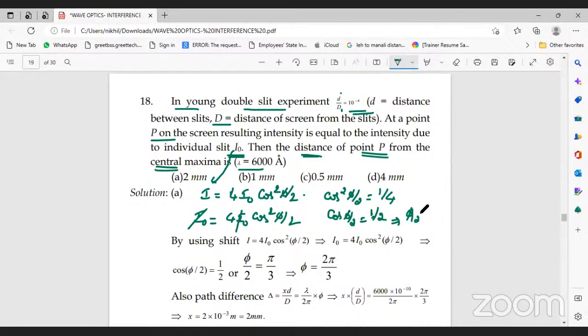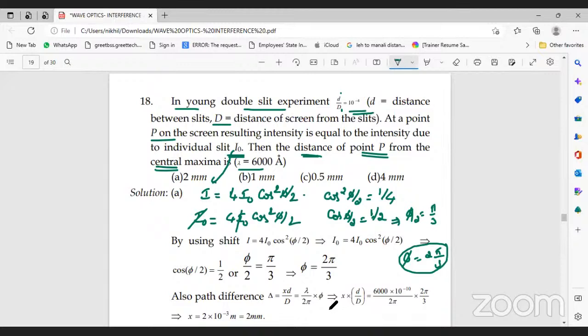So for cos phi by 2 to be 1 by 2, the angle should be pi by 3. So what is the phase angle? 2 pi by 3. So this is the phase angle. But they are asking you to find the distance, the path.